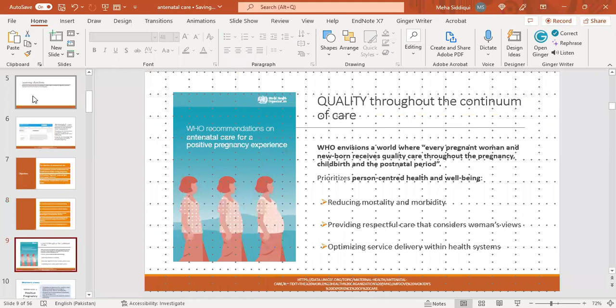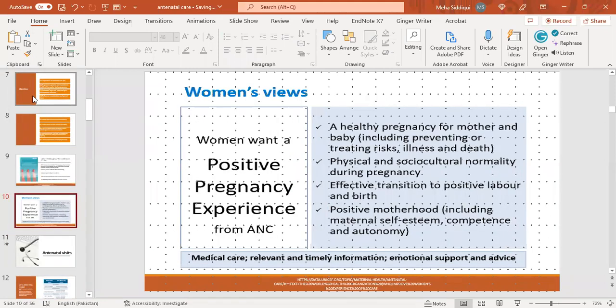Now, quality throughout the continuum of care. The WHO recommendations on antenatal care for a positive pregnancy experience envision a world where every pregnant woman and newborn receives quality care throughout pregnancy, childbirth, and the postnatal period. It prioritizes person-centered health and well-being, reducing mortality and morbidity, providing respectful care that considers women's views, and optimizing service delivery within health systems.